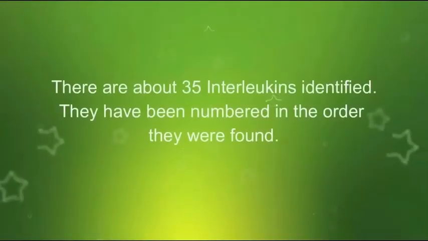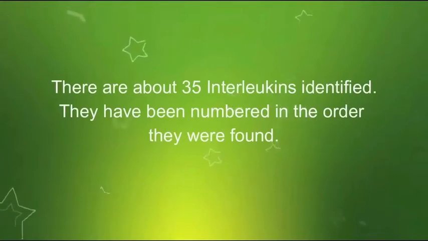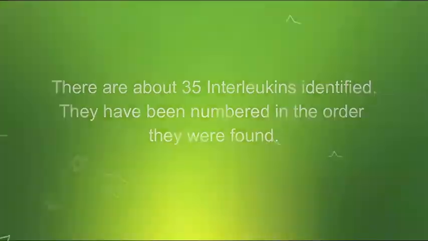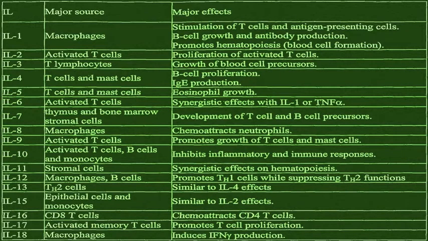There are about 35 interleukins identified. They have been numbered in the order they were found. Here are some of the cytokines listed in numerical order, stating some of the things they are known for.